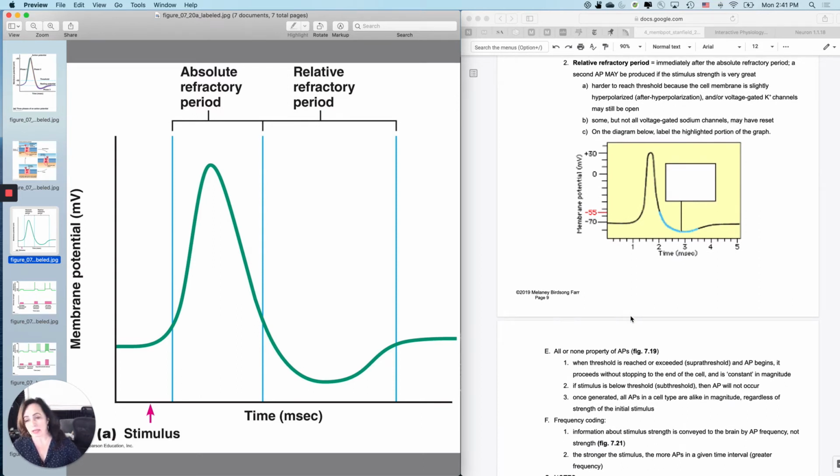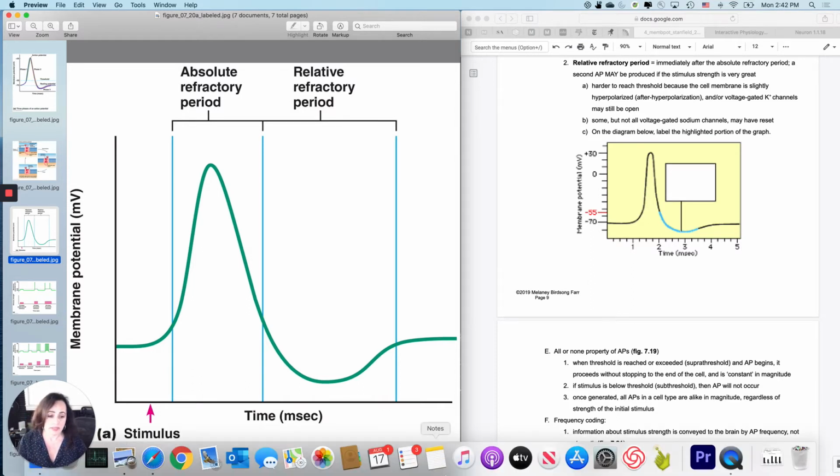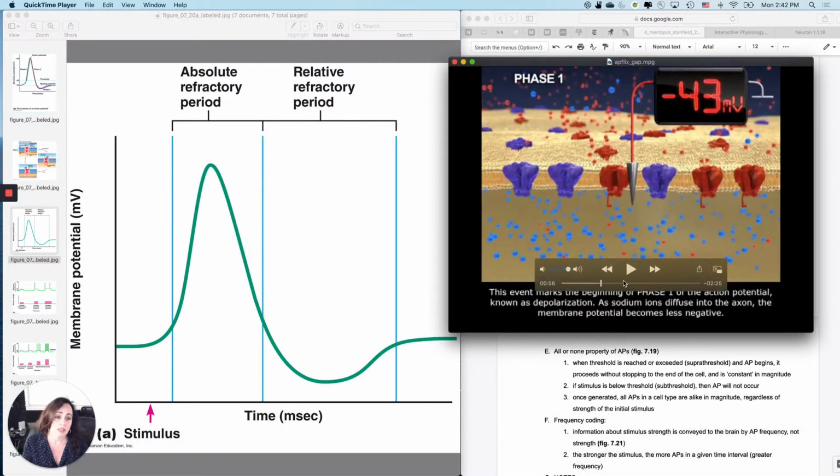What's happening during the relative refractory period is you have probably reset all of your voltage gated sodium channels, so you could have an action potential, but one of two things might be occurring. In this animation again, once we get to the point that your voltage gated sodium channels are reset, but your potassium channels are still open, or this period of time in which you are slightly hyperpolarized, those portions of time, it's hard to get an action potential, but it's not impossible.